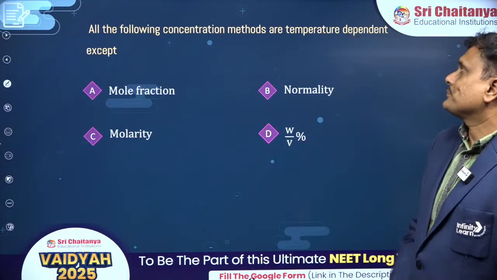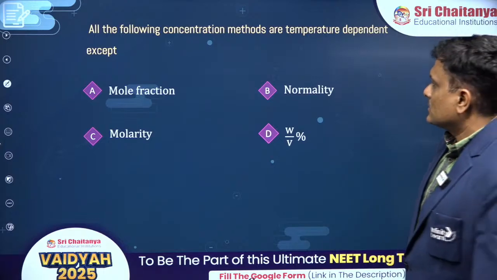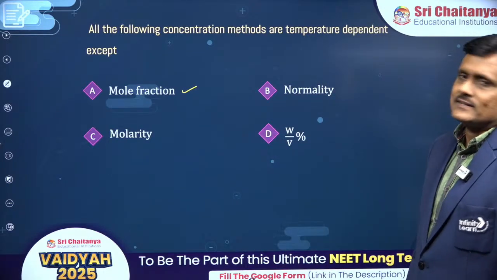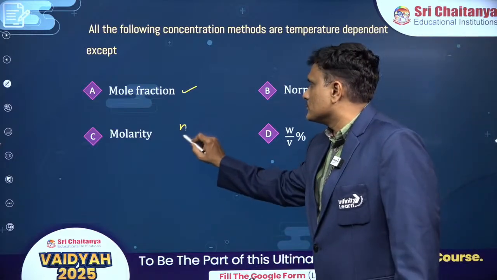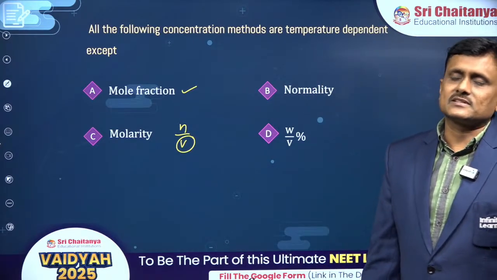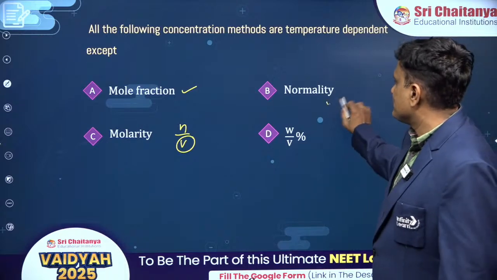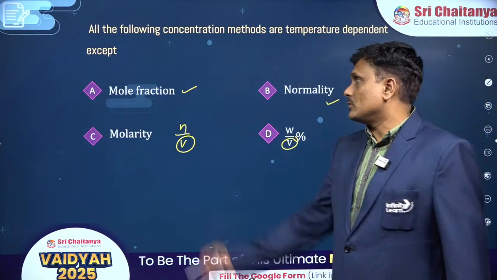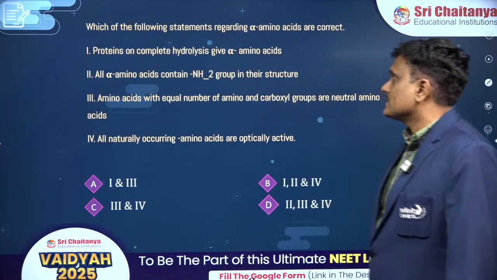Look at these concentration terms. Mole fraction is temperature independent, except that, all these terms are volume dependent, and volume is affected drastically when temperature is changed. Hence, volume dependent terms are not taken if temperature is involved, and A is taken, right?